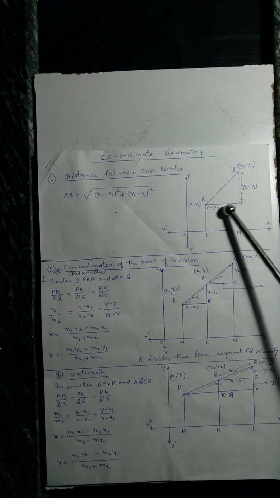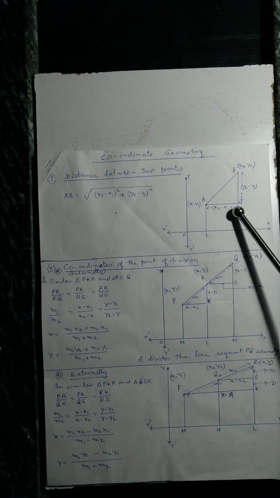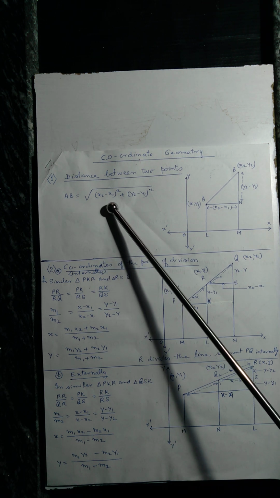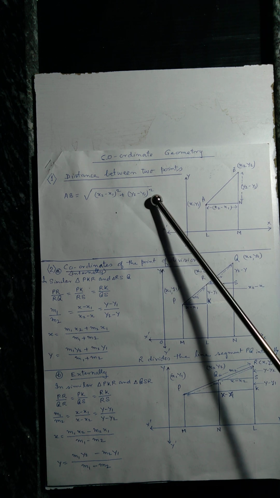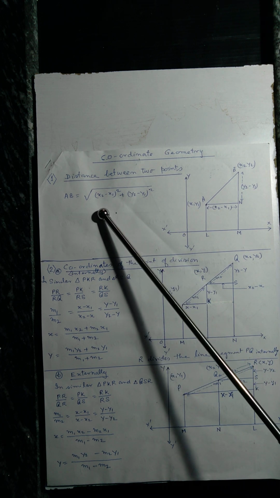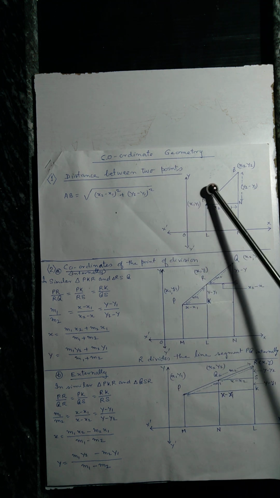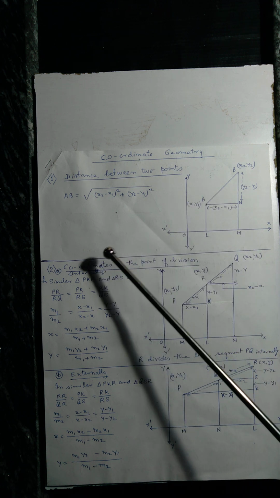Applying the Pythagoras theorem here, perpendicular square plus base square will be equal to hypotenuse square. So AB will be equal to the root of (x2 minus x1) whole square plus (y2 minus y1) whole square. This is the standard formula to find the distance between 2 points when the coordinates of those points are given.